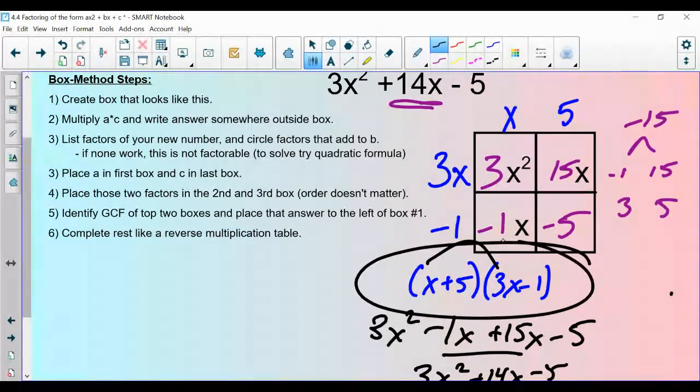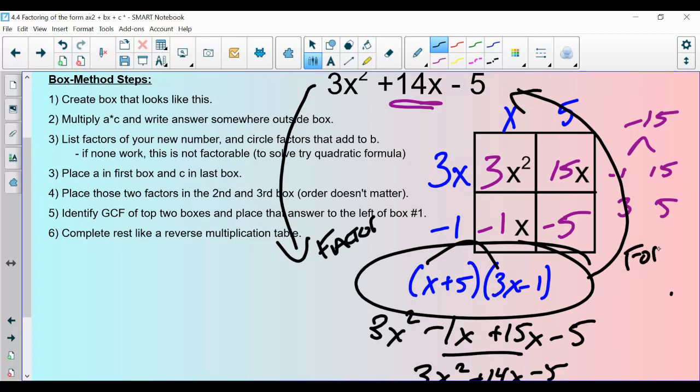So you always should be able to FOIL that out and get back to factoring. Remember, going from this statement to this statement is called factoring, and going from this statement to this statement is called FOILing, and you should always be able to interchange them.